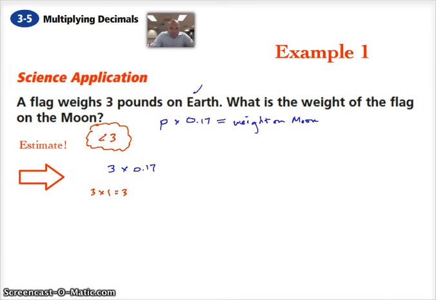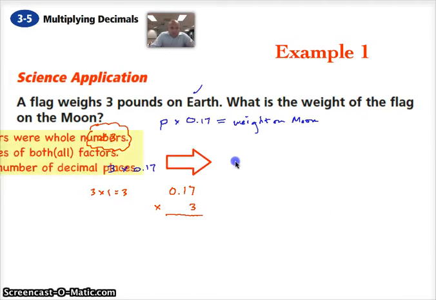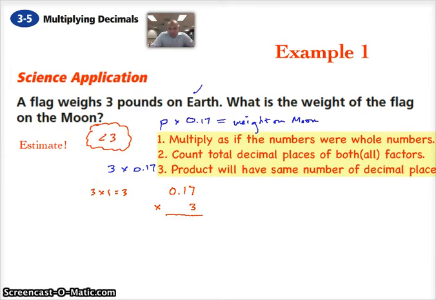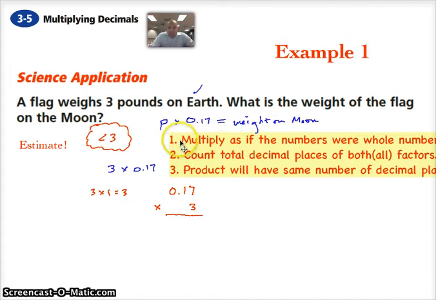Now, moving on to how we actually do this. First of all, I'm going to go ahead and put this problem into column form. 17/100ths times 3. How do I do this? Well, let's take a look at some steps that we can take. And those steps include, number 1, multiply as if the numbers were whole numbers. Okay? So I ignore the decimal and I just multiply this as if it was 17 times 3.